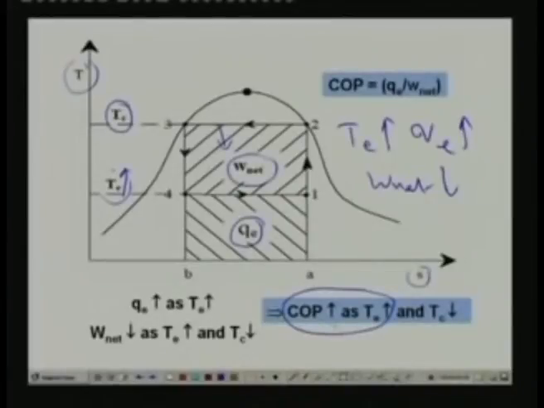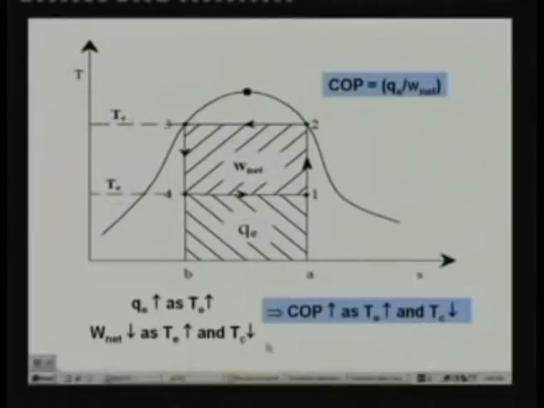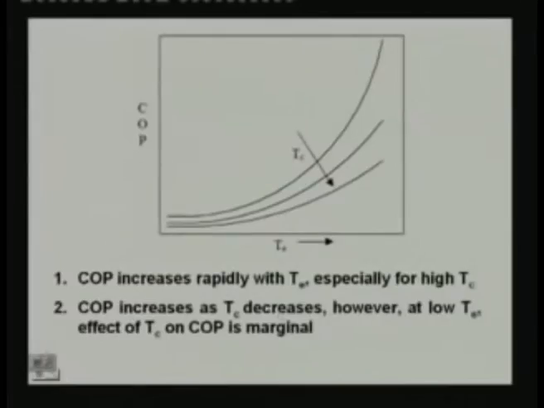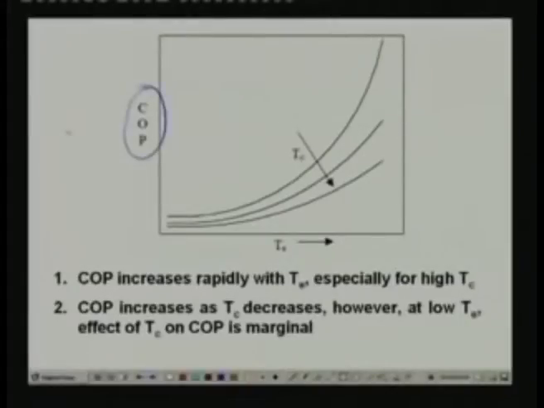As a result, again COP increases as condenser temperature reduces. The same thing is shown on a graph. Here I have plotted the COP of the Carnot system versus evaporator temperature for different condenser temperatures. You can see that for a given condenser temperature, as evaporator temperature increases, the COP increases. Similarly, at a given evaporator temperature, as the condenser temperature increases, the COP reduces. Okay, that's what we have seen from the expression.